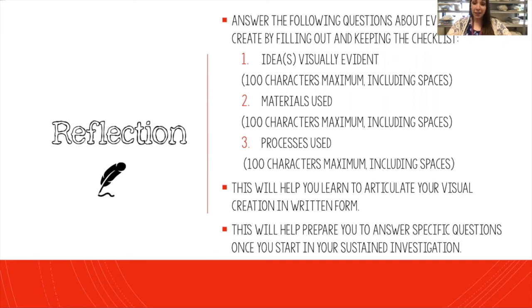What ideas did you have, and are they visually evident? How are they visually evident? What materials have you used? What processes have you used? This will help you to articulate your visual creation in written form. The nice thing about the AP portfolio is that it allows you to communicate visually, but it also allows you to help your visual communication through the written word. If you prepare this, you will be able to answer specific questions once you start in your sustained investigation.